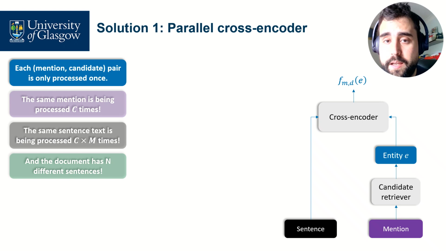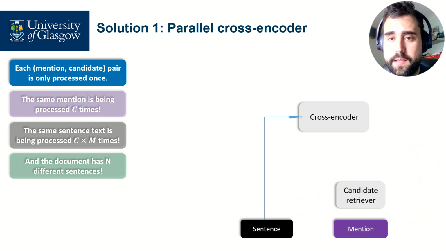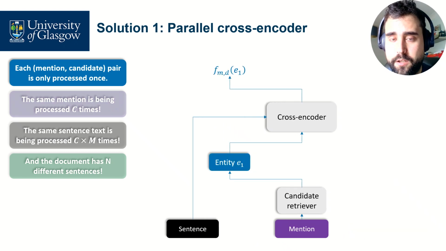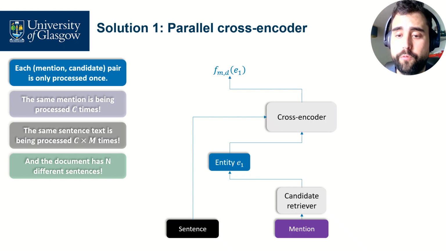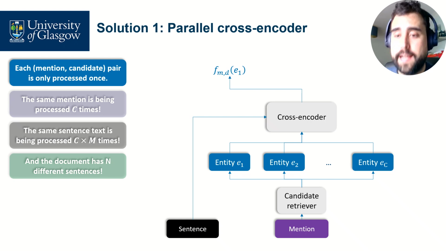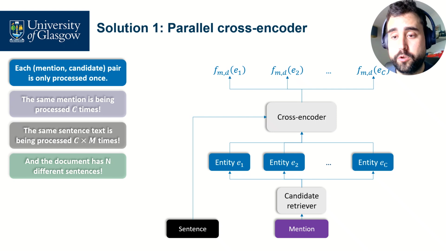The first is what we call a parallel cross-encoder. If we take the architecture of the cross-encoder, the idea here is that instead of just showing one candidate entity on every call to the cross-encoder, we are going to show all the candidate entities for a given mention. And then we're going to produce the scores for all of them.